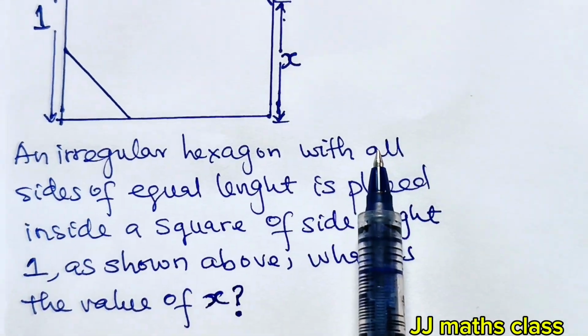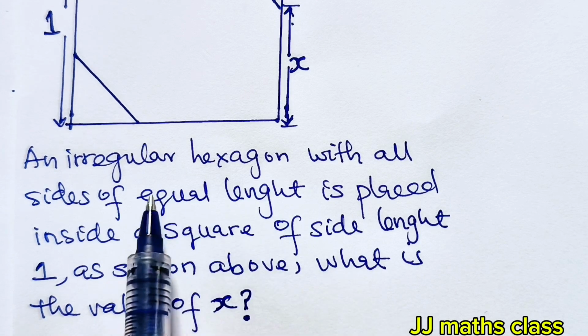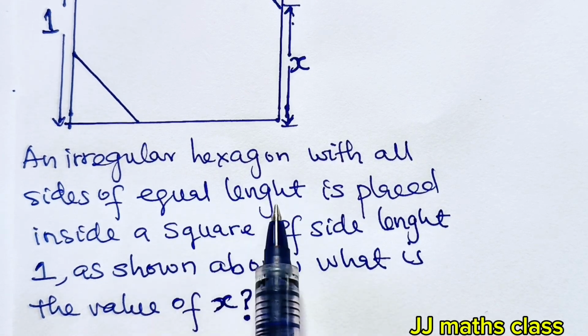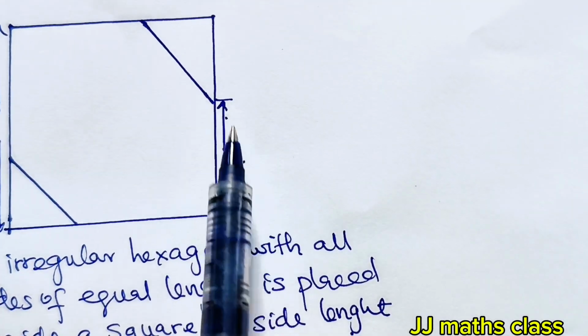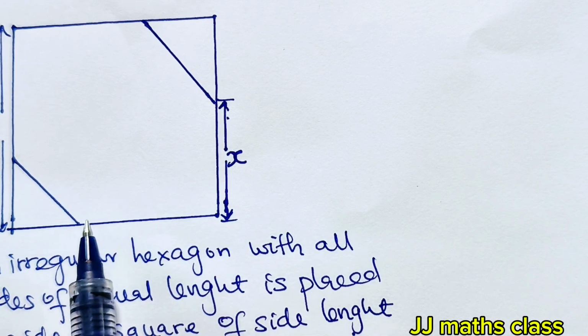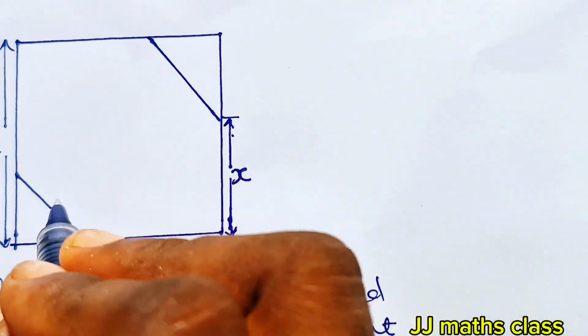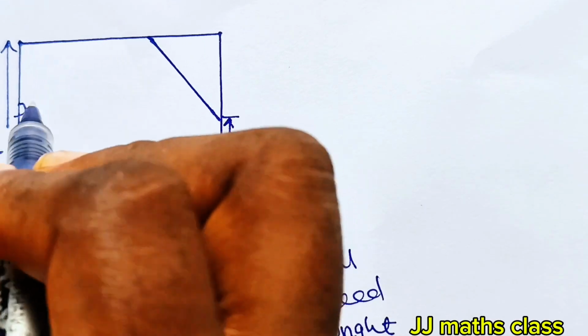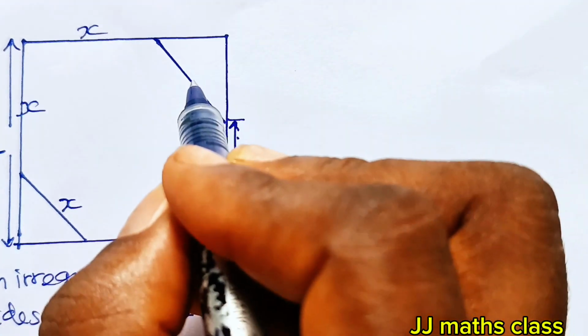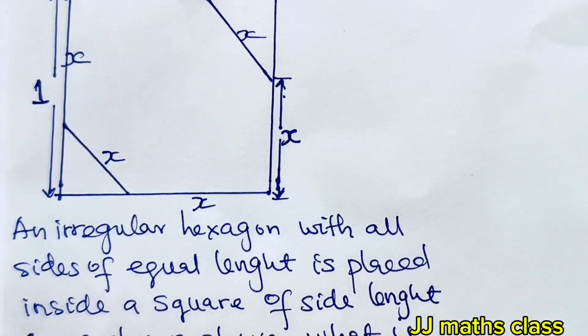Now these sides are of equal length, as we are told. So that means that if from here to here is x, then from here to here is another x, right? Then this is x as well. This is x as well. This is x and this is x. They are of equal length.